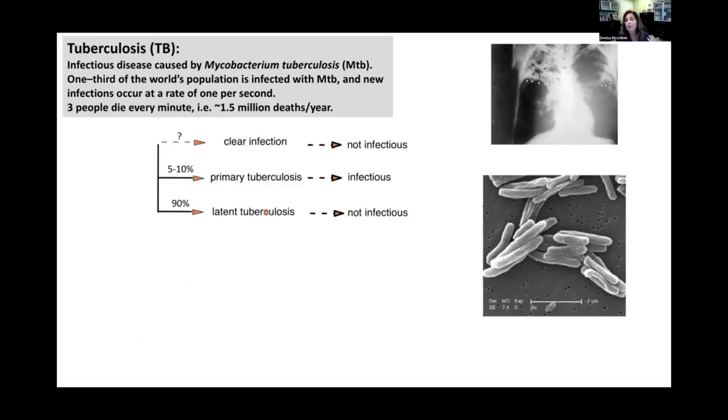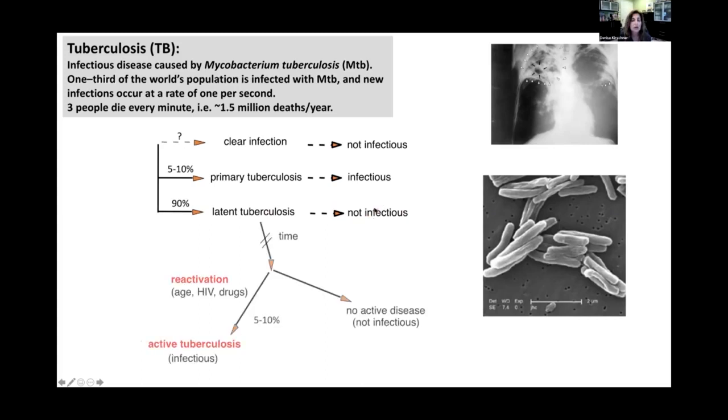This is a huge problem because we don't understand the trajectories, which are either you clear infection, somehow you're exposed and you don't get it; primary disease, where you really are infectious, and if not treated, you'll die; and latent TB, where you're able to control disease and you're not infectious. However, over time, there's a risk of reactivation, and that percent can be increased because of things like immunosuppression, drugs or aging.